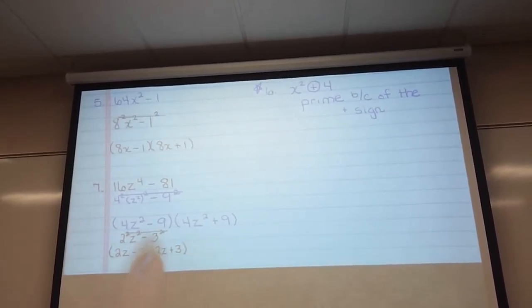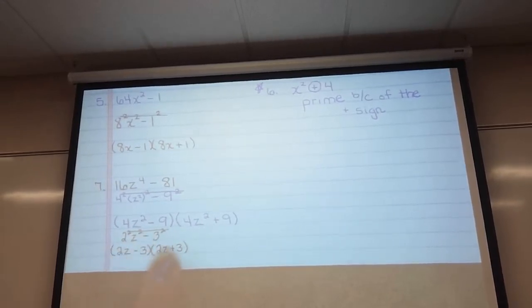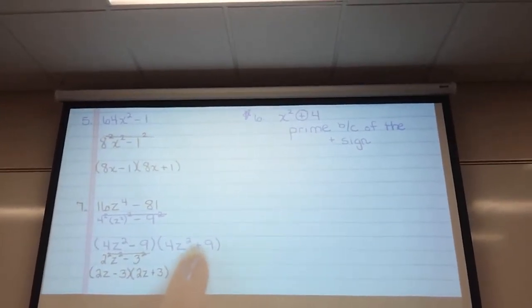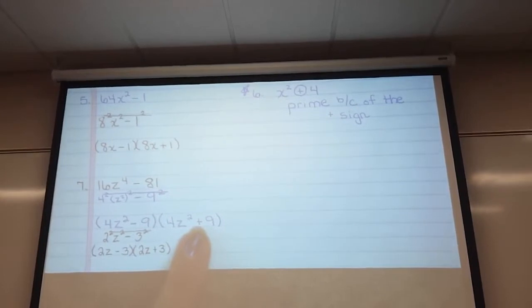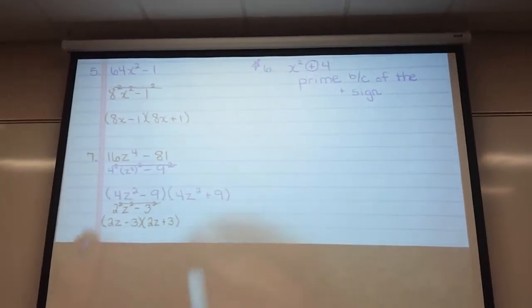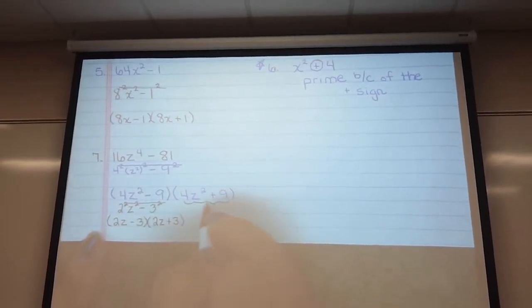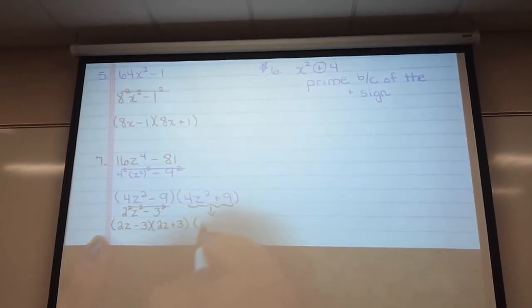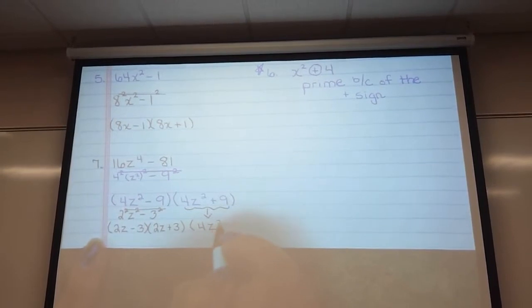So I broke this piece down into 2 more pieces. Why can't I break this one down? Because there's a plus sign. I just said here, you can't break it down if it's a plus sign. So this whole thing right here, you just bring it down. You can't do anything with it. So it's going to be 3 pieces to your answer.